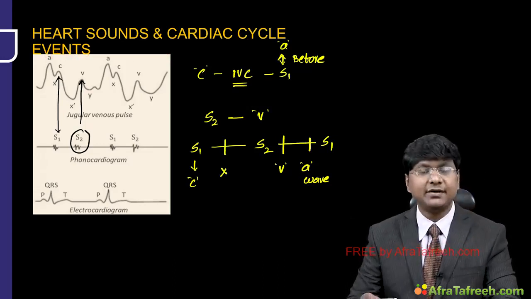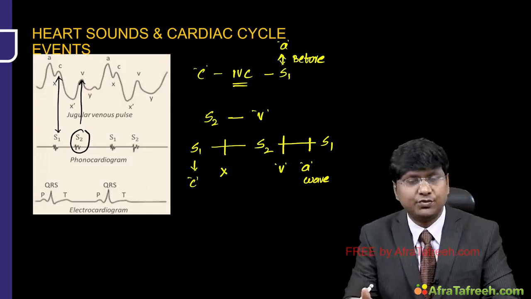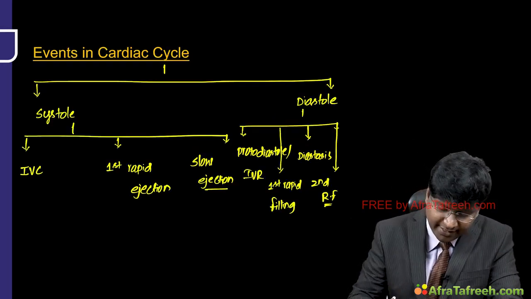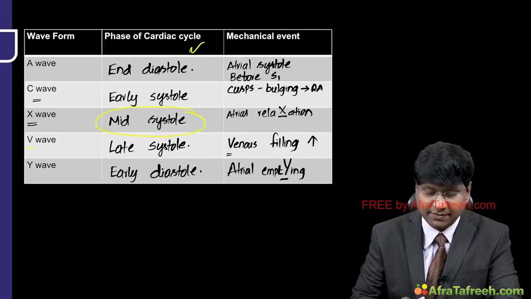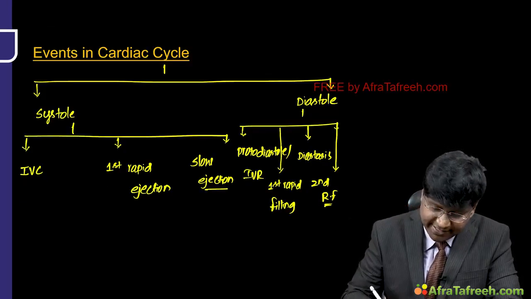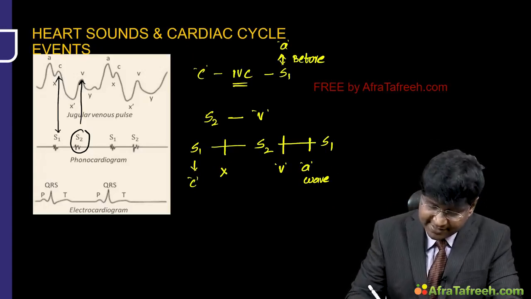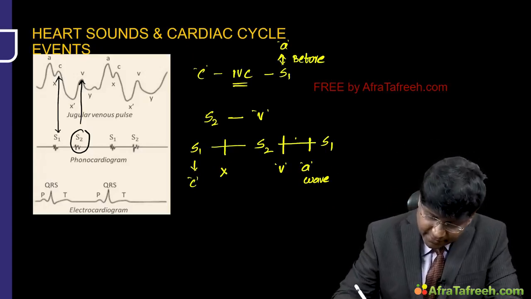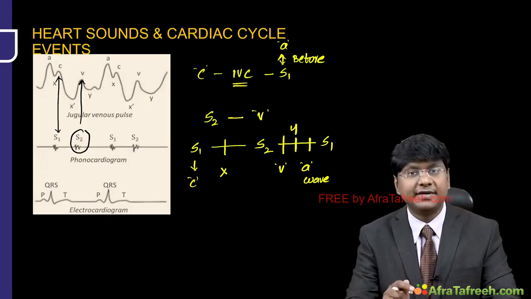The X wave is that which you will visualize between S1 and S2, which is due to atrial relaxation. And what will be the ventricular event during the X wave? That is the mid-systole. So between S1 and S2, you have the X wave. Then you have A, C, X, V, and then you have the Y wave here. Between S2 and S1, you have the Y wave.